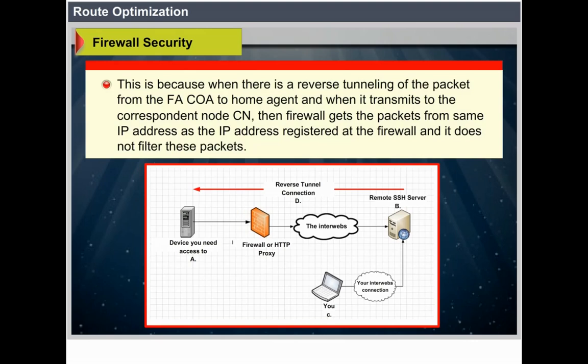This is because when there is reverse tunneling of the packet from the FA COA to the home agent and it transmits to the correspondent node CN, then the firewall gets the packets from the same IP address as the IP address registered at the firewall and it does not filter these packets.